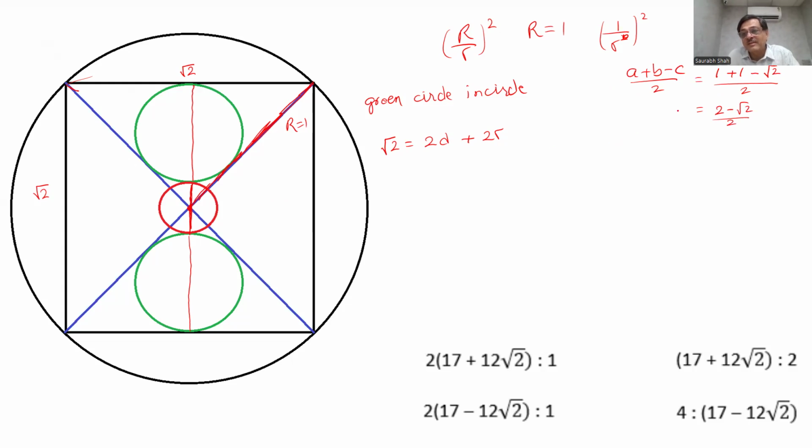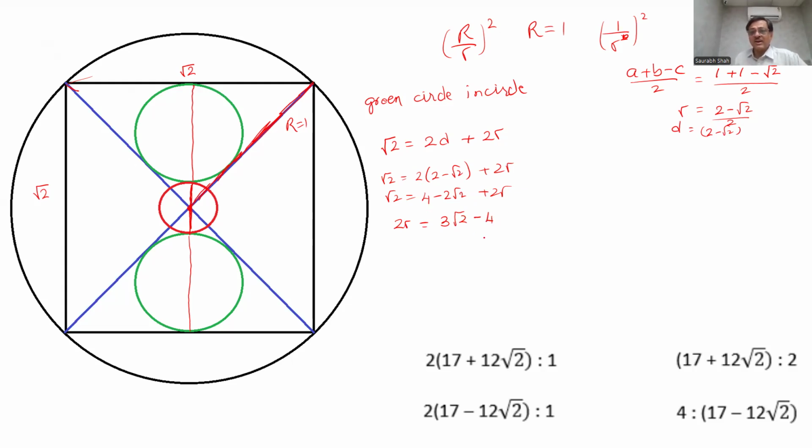This is the radius, so the diameter will be double. It will simply be 2 minus root 2. And remember, we need 2 diameters. So we have now root 2 is equal to 2 into (2 minus root 2) plus 2r. So root 2 is equal to 4 minus 2 root 2 plus 2r. And in short, we have now 2r is equal to 3 root 2 minus 4.